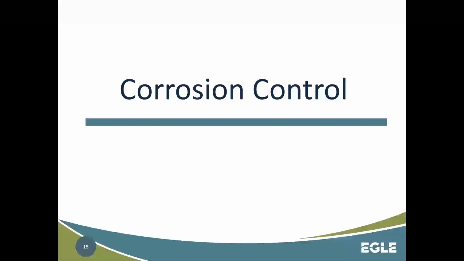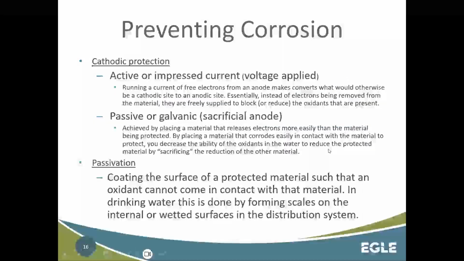Yep. Take it away. All right, so now we're getting into corrosion control. We just have our background of what corrosion is, now to get into corrosion control itself. All right, so preventing corrosion. There are two main forms that we're looking at: cathodic protection, and passivation.